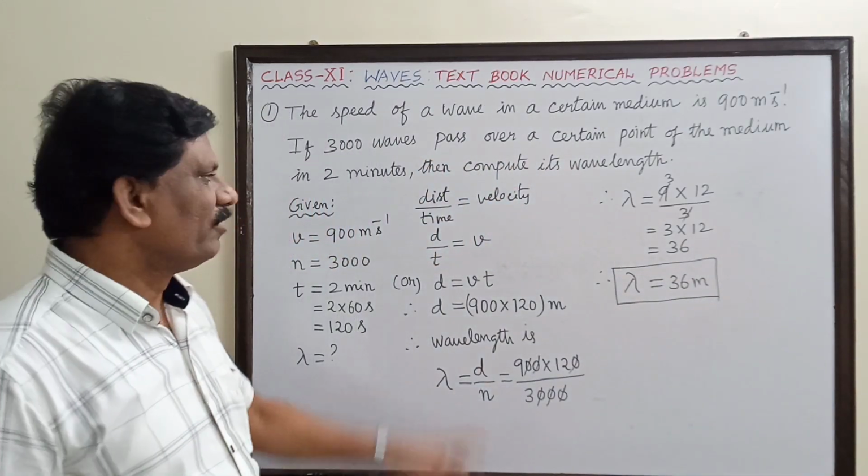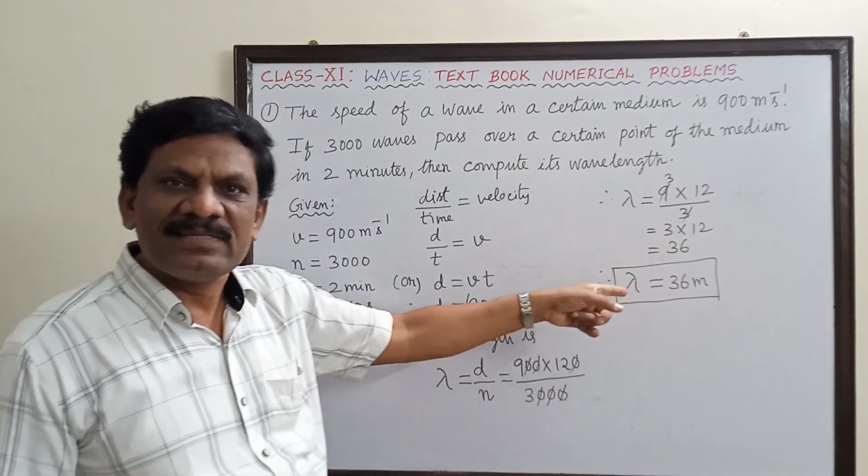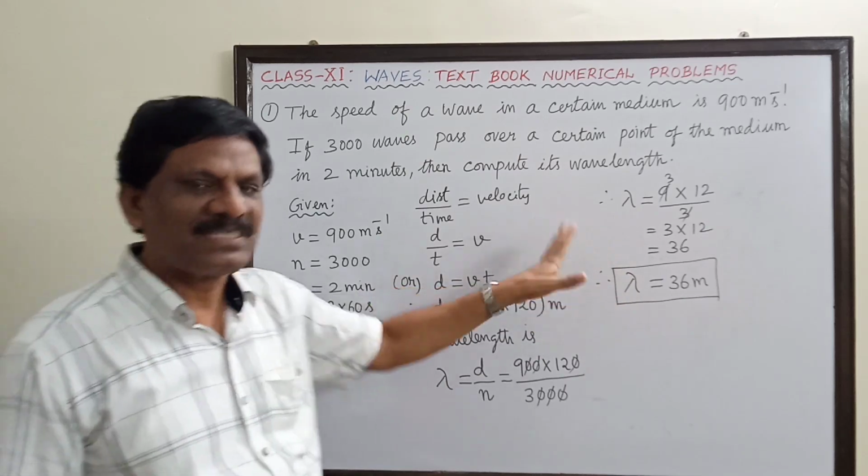So we have found the wavelength of the wave, and it is equal to 36 meter. That is the right answer. I hope you must have understood.